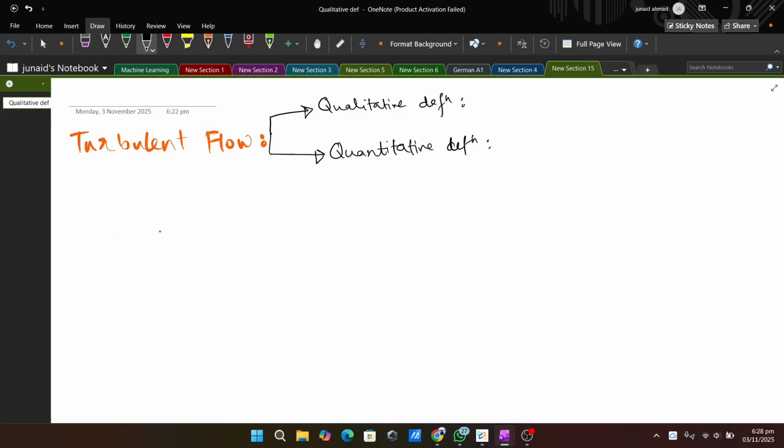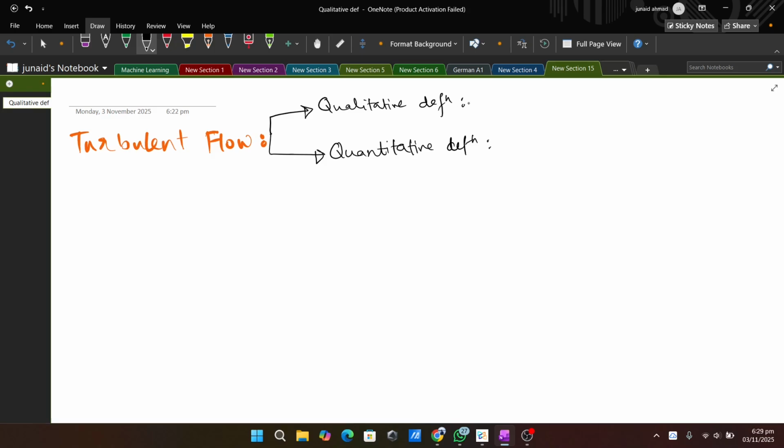Let us talk about turbulent flow. What is basically turbulence, and how can we measure it, or what are the approaches, or you can say views on it? There are two views: one is the qualitative definition, and the other one is the quantitative definition.